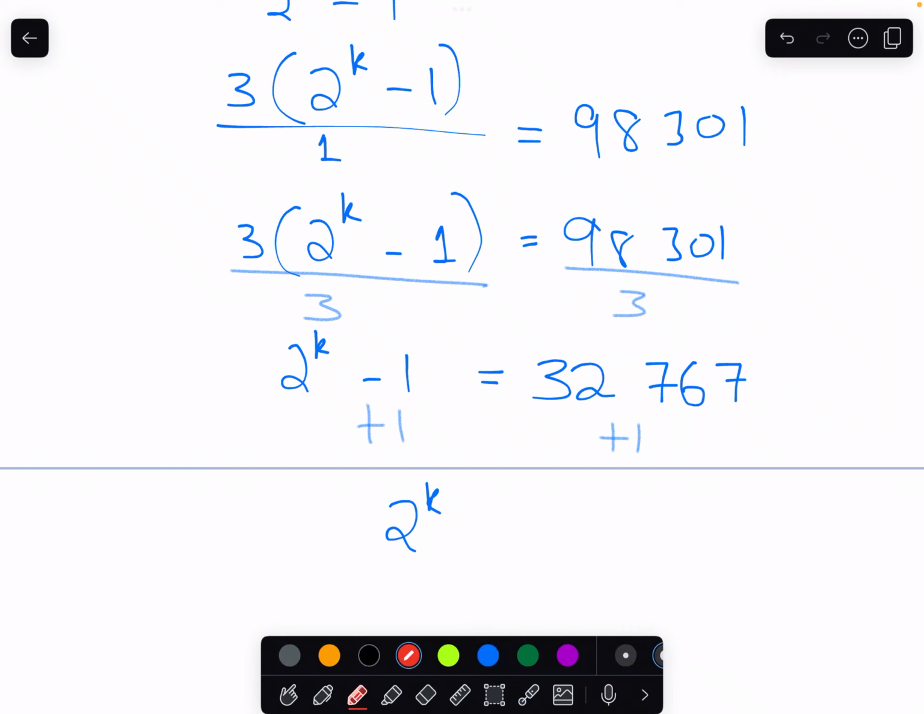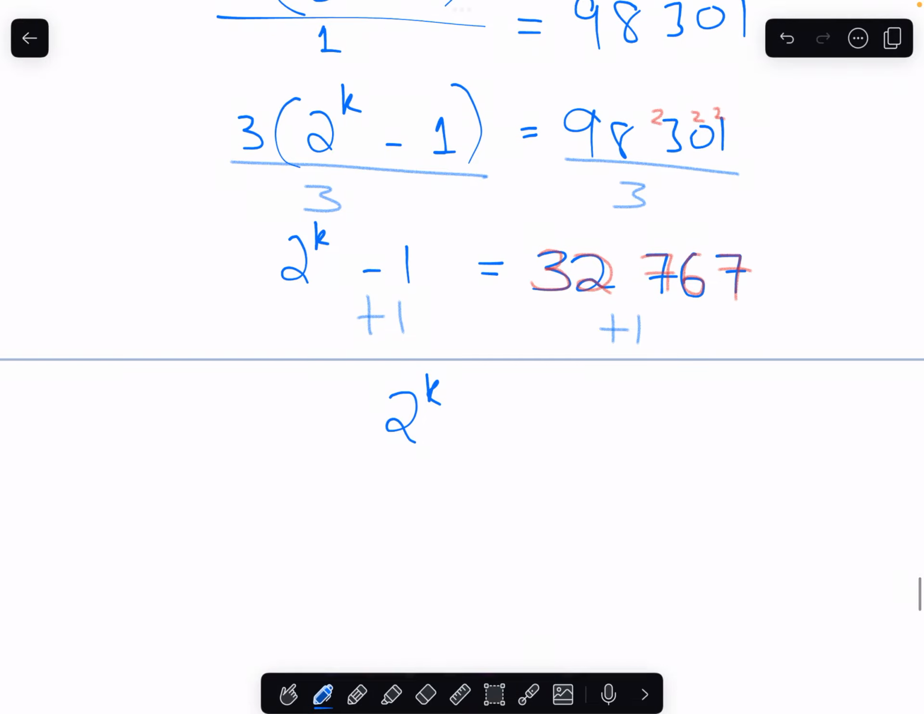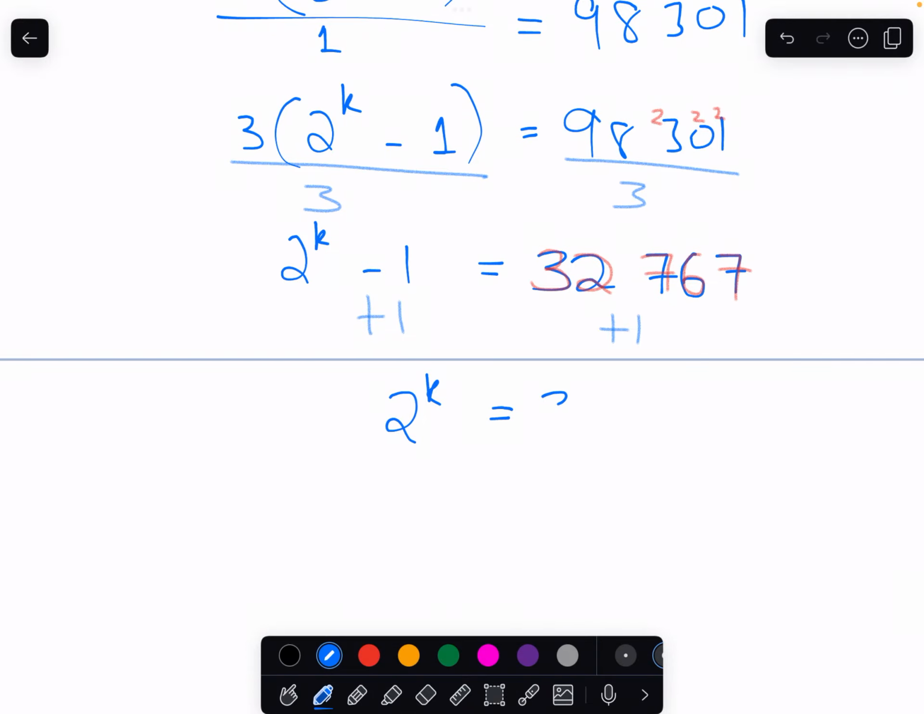So 3 goes into 3 once. 3 goes into 9 3 times. 3 goes into 8 twice, remainder 2. 3 goes into 23 7 times, remainder 2. 3 goes into 20 6 times, remainder 2. And 3 goes into 21 7 times. Okay, cool. Happy. Right. Add 1 on both sides.